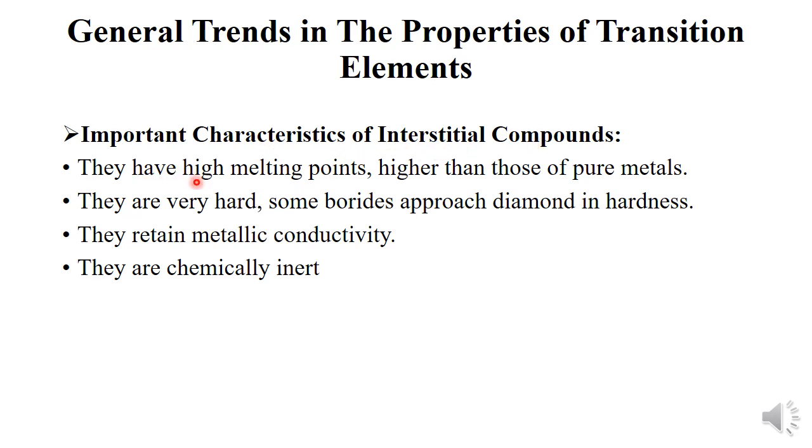So next are the important characteristics of the interstitial compounds. The interstitial compounds have high melting points, even higher than those of the pure metals, and they are very hard. Some borides approach diamond in hardness. कि कुछ borides compounds ऐसे होंगे जिनकी hardness diamond के साथ comparable होगी. And they retain their metallic conductivity. That is, they are good conductors of electricity. Clear? And next, they are chemically inert, कि वो किसी भी चीज के साथ react नहीं करेंगे. They are inert ones.